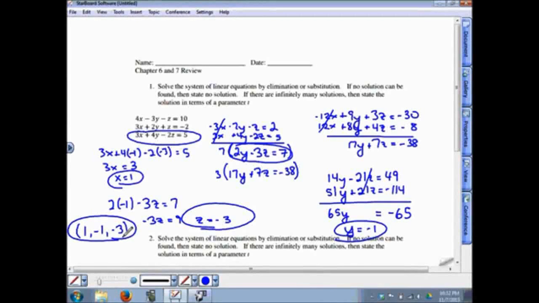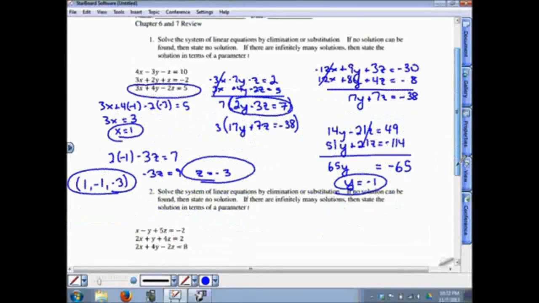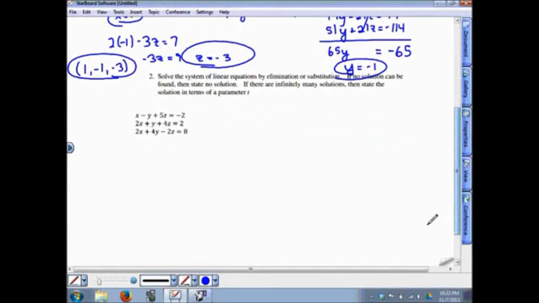Alright, question 2. Same type of thing, a system of equations, 3 variables, 3 equations. So we approach it the same way. Notice right off the bat, right here we have a negative y and a positive y, so adding equation 1 to equation 2 would result in 3x, y's cancel, 5z plus 4z is 9z, negative 2 plus 2 is equal to 0.